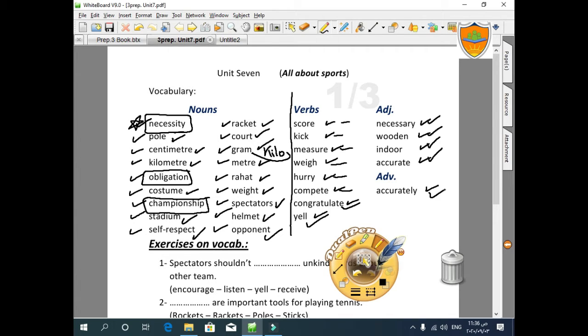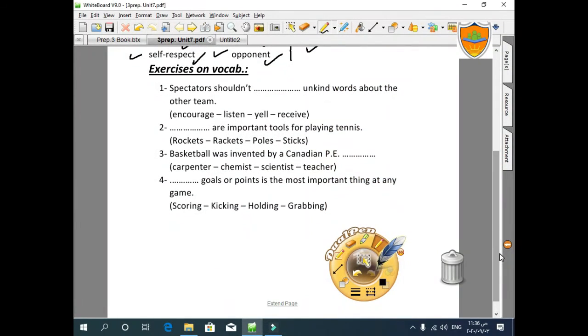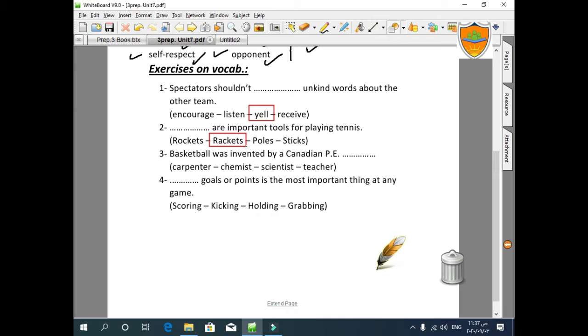So we have some exercises about this vocabulary. Number one, spectators shouldn't yell unkind words about the other team. Spectators shouldn't encourage, listen, yell, receive. Yes, yell. Rackets are important tools for playing tennis. To play tennis, you need rackets, poles, sticks. No, rackets. That's right.